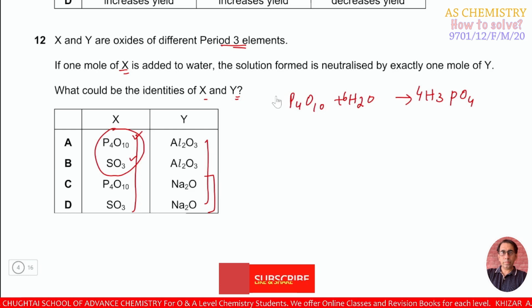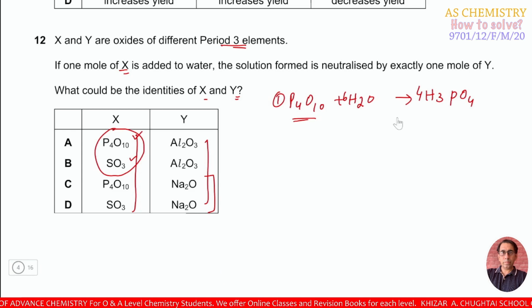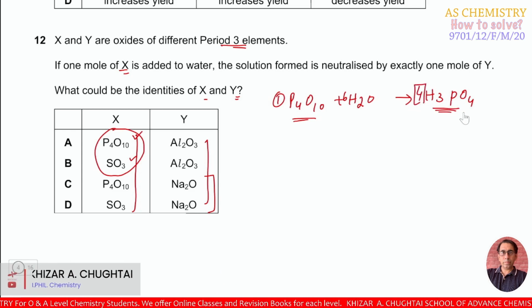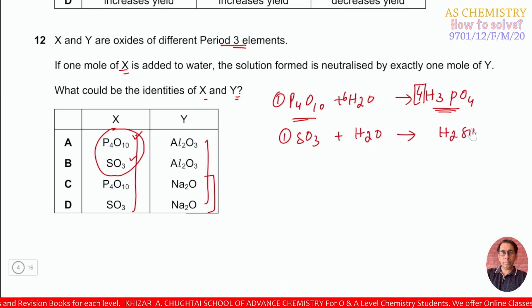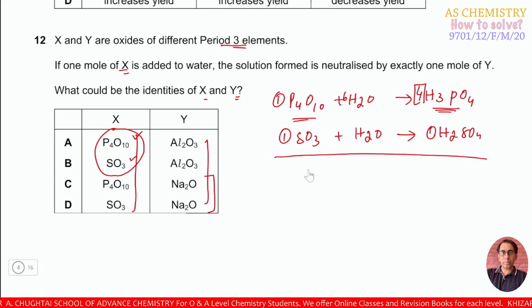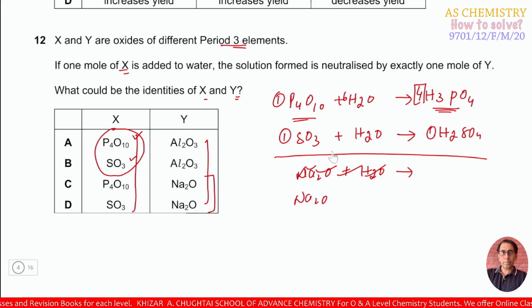So if you are dissolving 1 mole of P4O10, there is the formation of 4 mole of H3PO4. In case of SO3, if you are going to dissolve 1 mole of SO3 into the water, there is the formation of 1 mole of H2SO4. Now come toward the next options. Na2O with H2SO4.